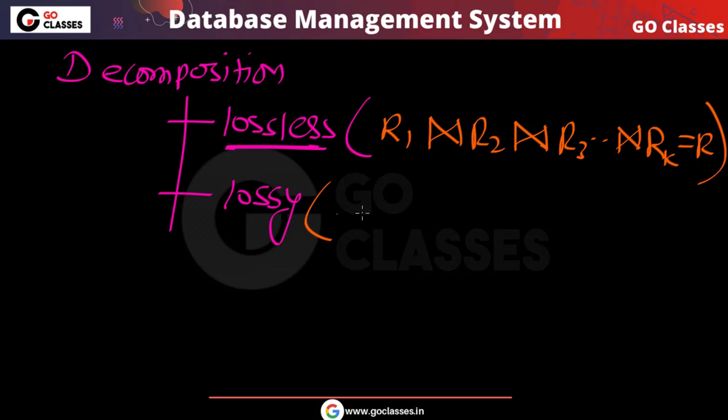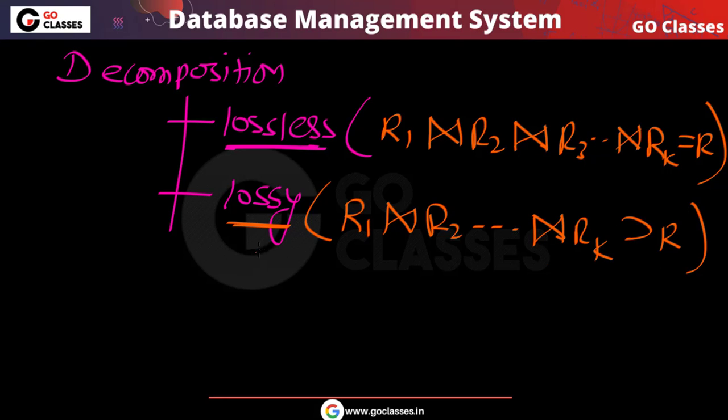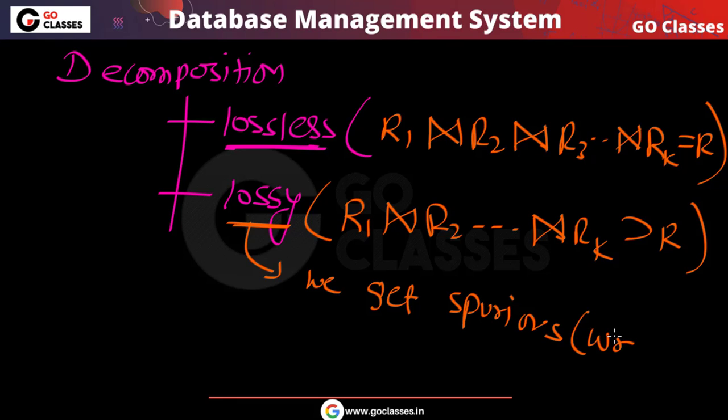Lossy decomposition means that you get some spurious tuples. When you join all the sub relations R1, R2 and so on, you get extra, or wrong, tuples. Spurious means extra tuples that are not part of the original relation. So we get some spurious tuples in this situation.